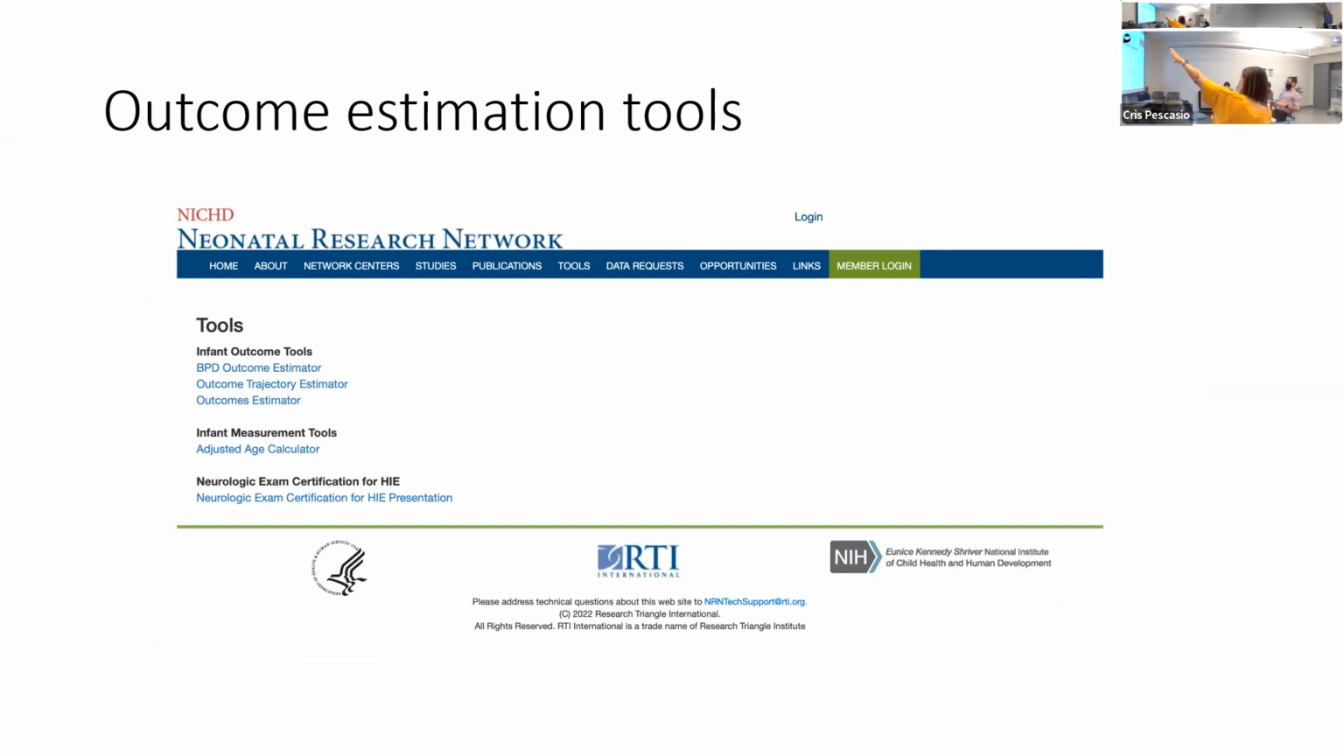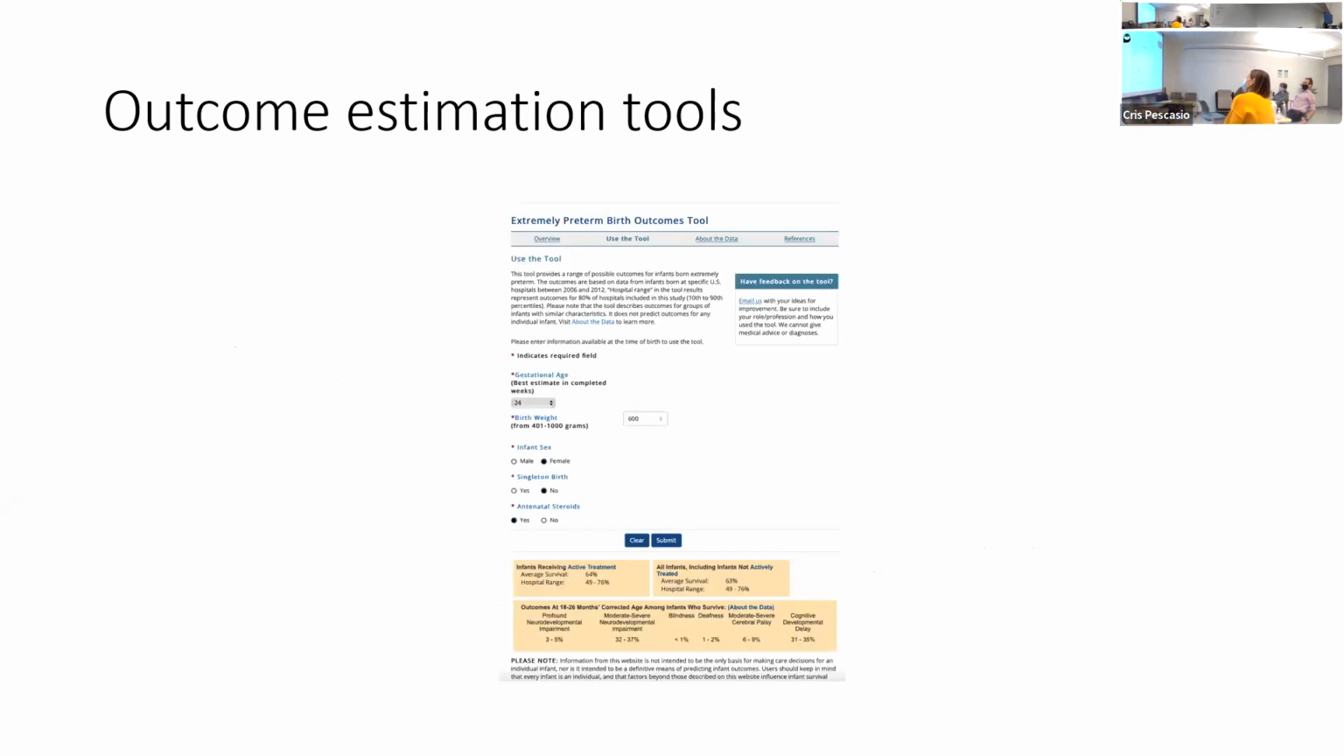So the NICHD came with this outcome calculator that is free and you can find online. I have it on my cell phone, because why do calculations if you can do it online, right? And you have the outcomes estimator, outcome trajectory. So we go to the outcomes estimator and we push there. It's for babies born 22 to 25, I think 25 plus 6.